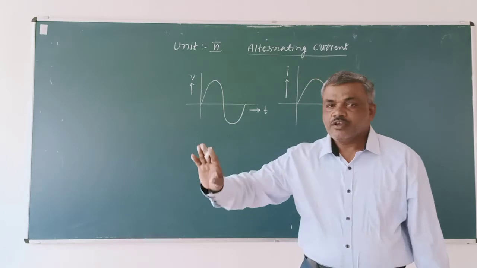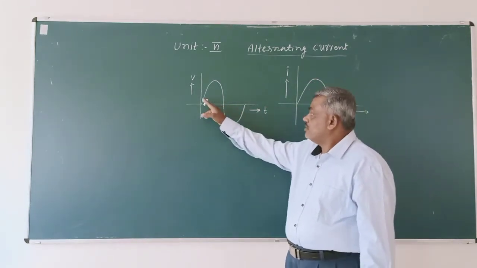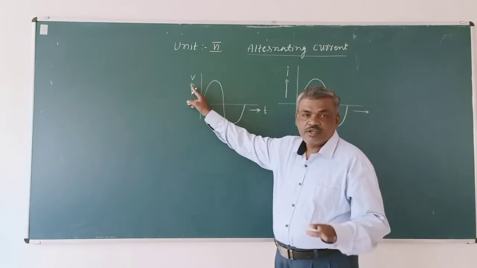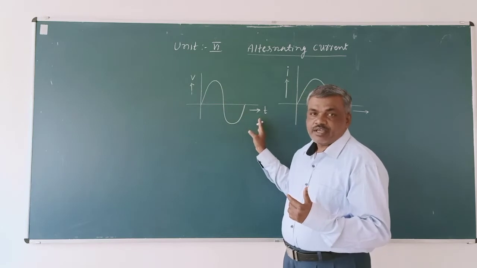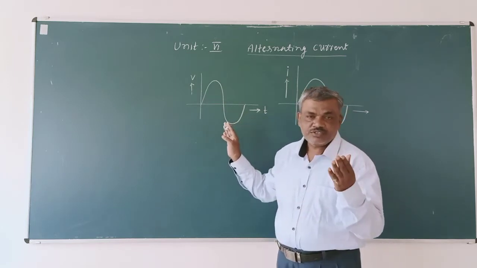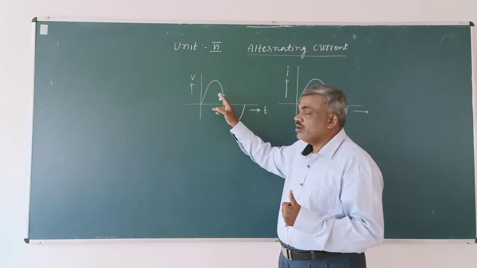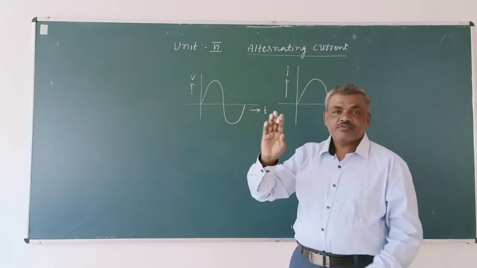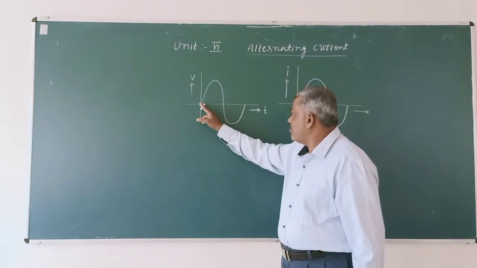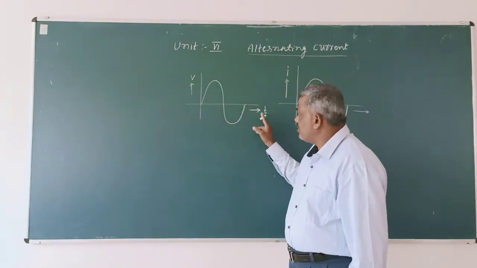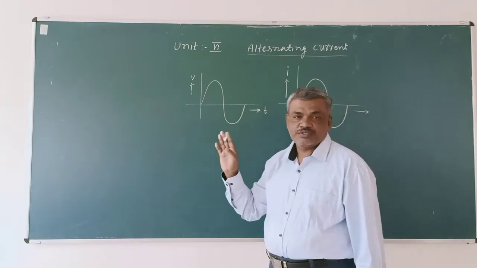Now students, the two graphs are there. This is an AC waveform. In the first graph, voltage is taken along the y-axis and time along the x-axis. The voltage that varies as a sine function with time is called alternating voltage. It is a very important point. This is a sine function.